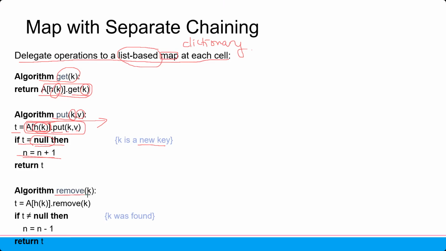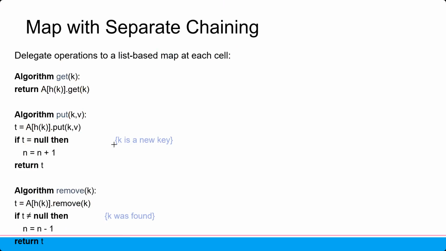If we want to remove the key k, we check t from a particular bucket, then we can just remove the key k. If t is not null, then we decrease n by 1. So for insertion, when we have a new key, this is the code, and when we want to remove it, this is the code.